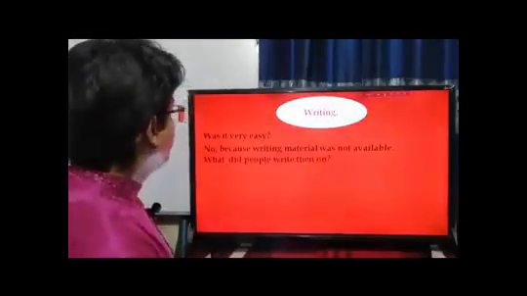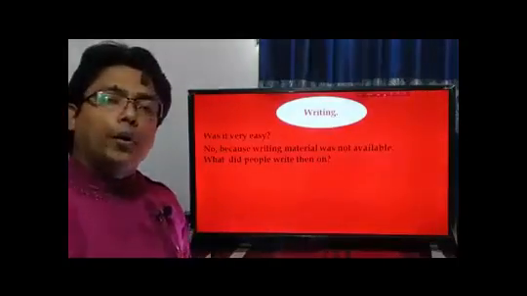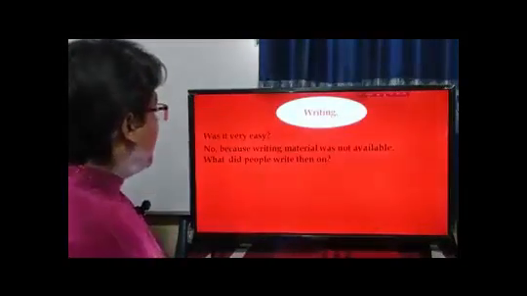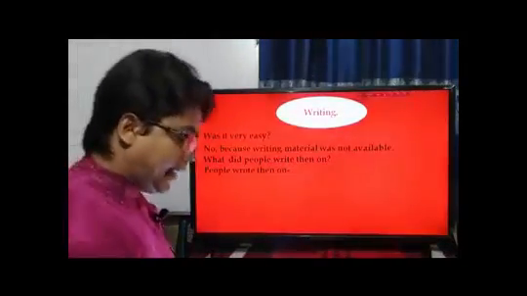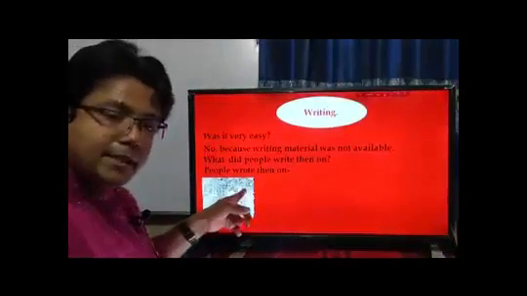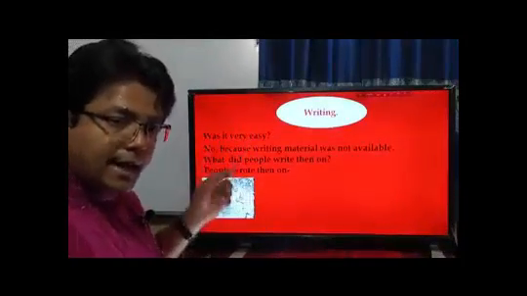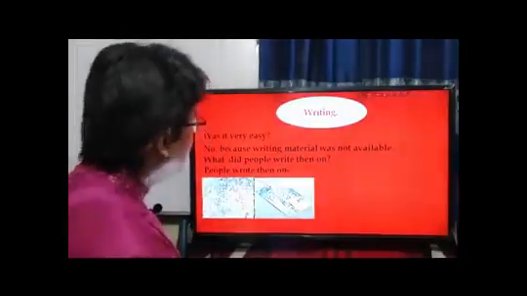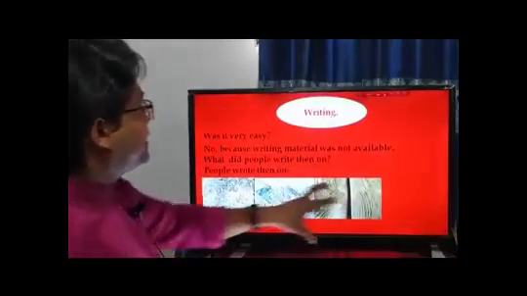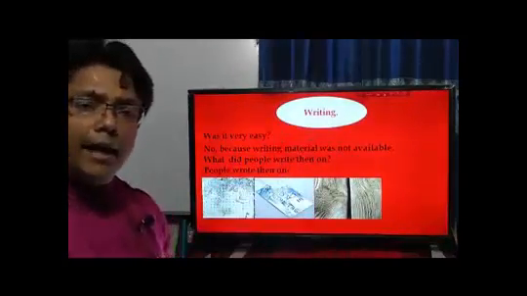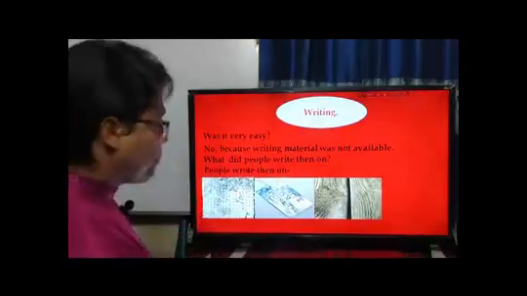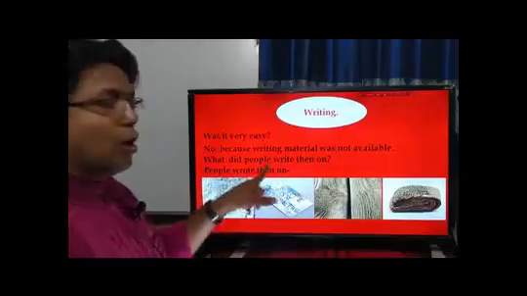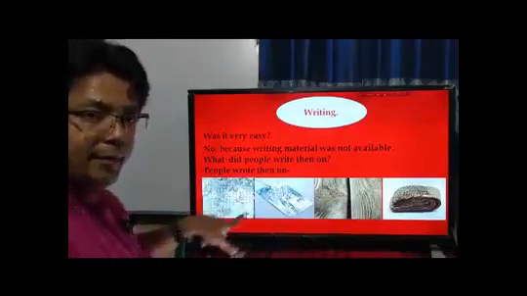Understand? So, what did people write on then? We have seen a picture in my previous slide, and here another picture. These items were used for writing purposes. It means people wrote on these items.